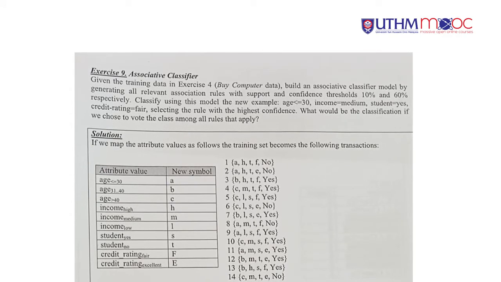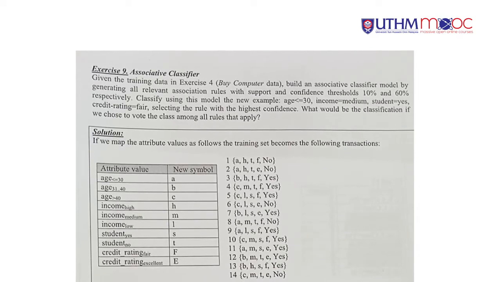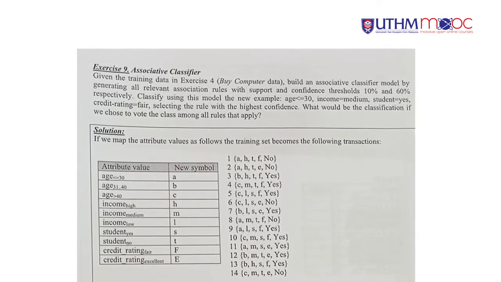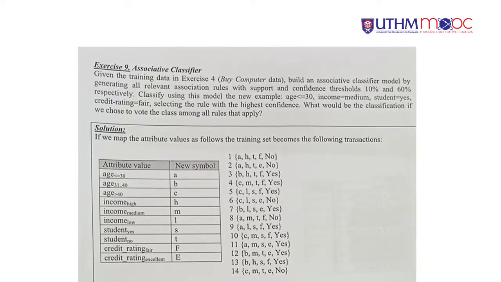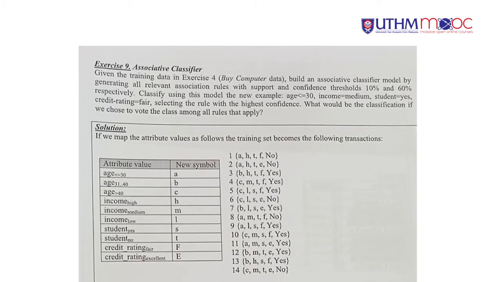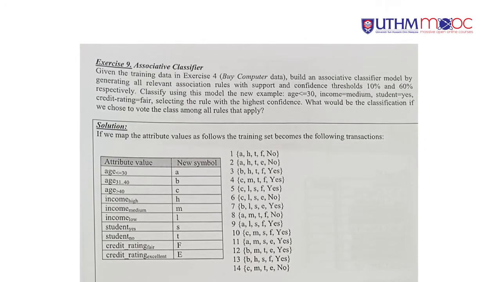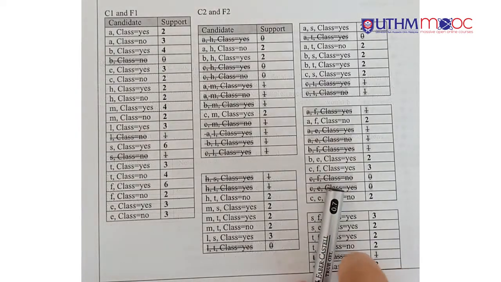Now, we want to keep those rules whose confidence is above the confidence threshold. In this exercise, if you remember, our support threshold is 10% and the confidence threshold is 60%, or 6 out of 10 transactions. So let's have a look at the solution here.